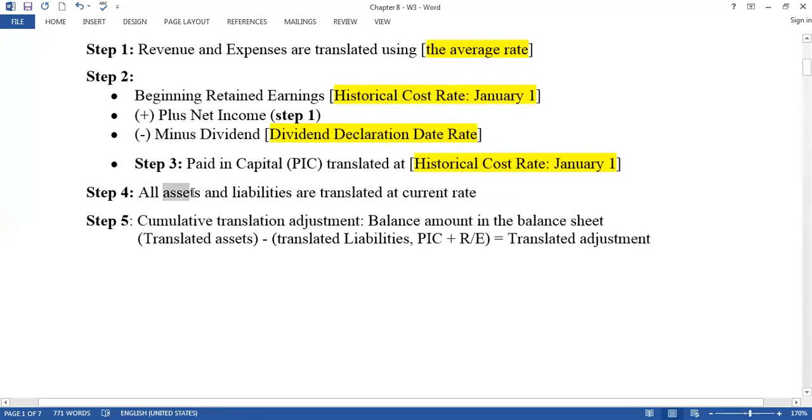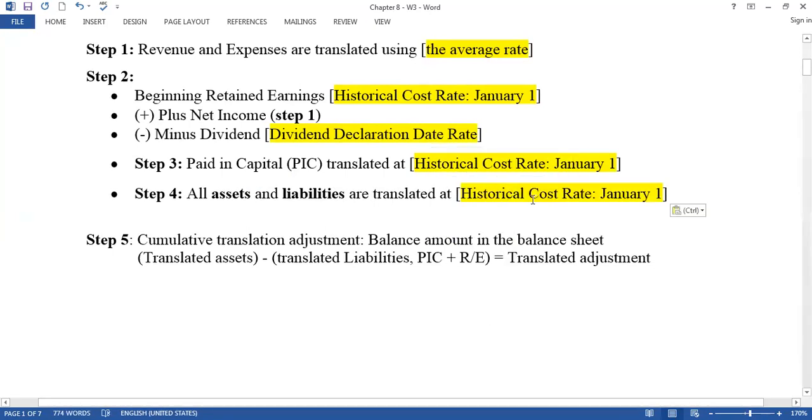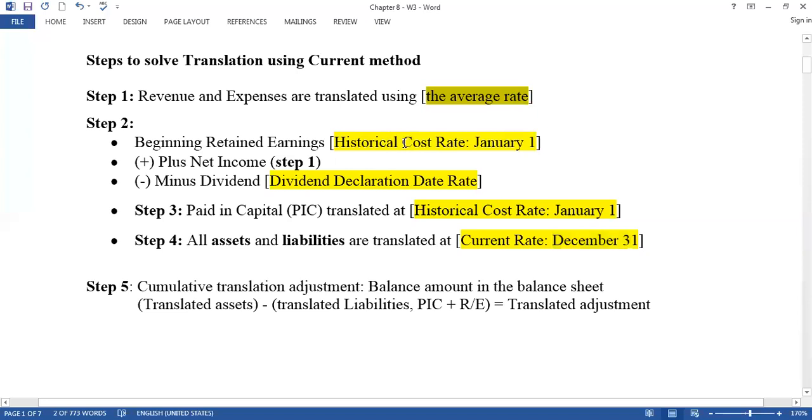Then move on to step 4. We have assets. We have liabilities. And these assets and liabilities are translated at the current rate. Again, the question may not give you the current rate. Current rate means the rate as on December 31st. The rate as on December 31st is called the current rate. So the rates are given in the question. January 1st rate, December 31st rate, then average rate, historical cost rate, and the dividend declaration rate. These rates are given in the question.